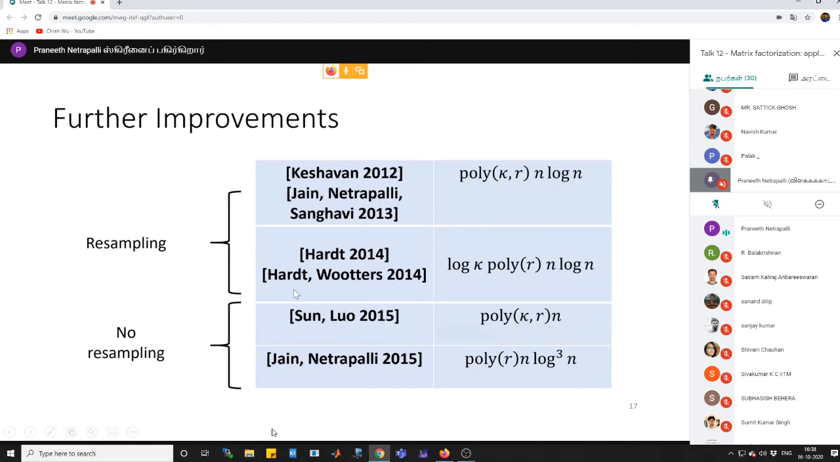Right? And then there were later results which removed this resampling. So there is also a log 1 over epsilon here, because in each iteration you are using independent samples. And then there were subsequent works which even removed the logarithmic dependence on 1 over epsilon. And the best result seems to be a poly of r times n log cube n without any dependence on the condition number, and also no dependence on the desired accuracy. So this is in terms of sample complexity, but the number of iterations will still have a log 1 over epsilon. But you can use the same samples.